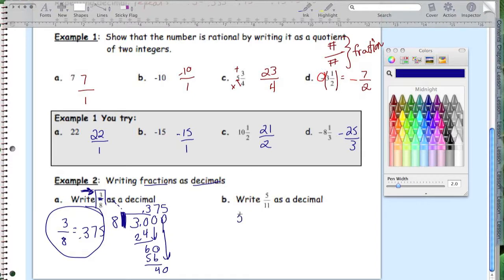Letter B, we're going to divide. 5 goes on the inside, 11 on the outside. Put my decimal place in, bring it up. 11 goes into 50 4 times, 44. Subtract, I get 6, bring that down. 11 goes into 60 5 times. 11 times 5, 55. Subtract, I get 5, bring down that 0. 11 goes into 50 4 times. And we start to see a pattern here, and you guessed it, we're going to have a repeating decimal. So 5/11 is actually 0.45 repeating.